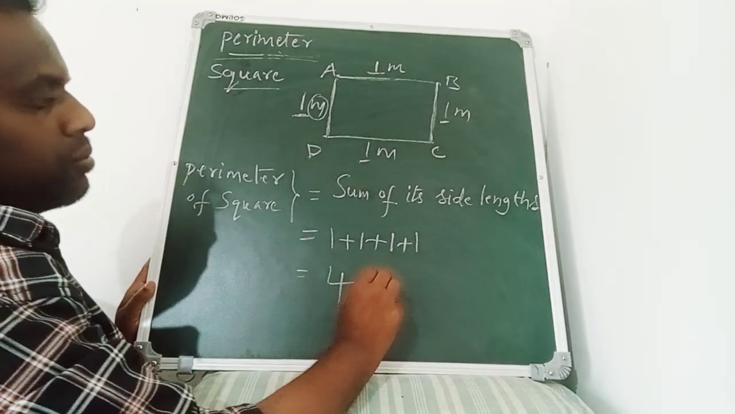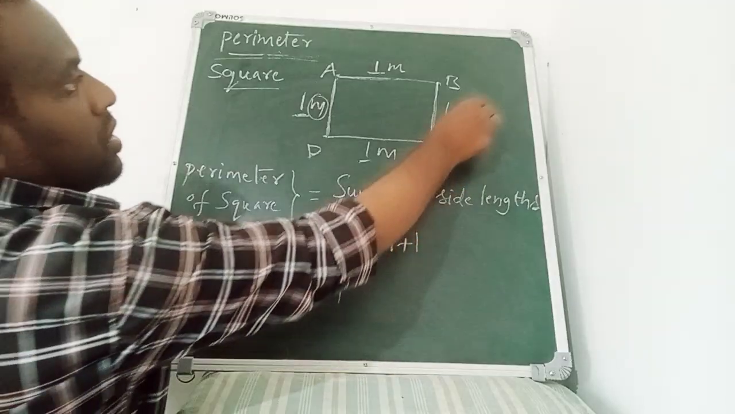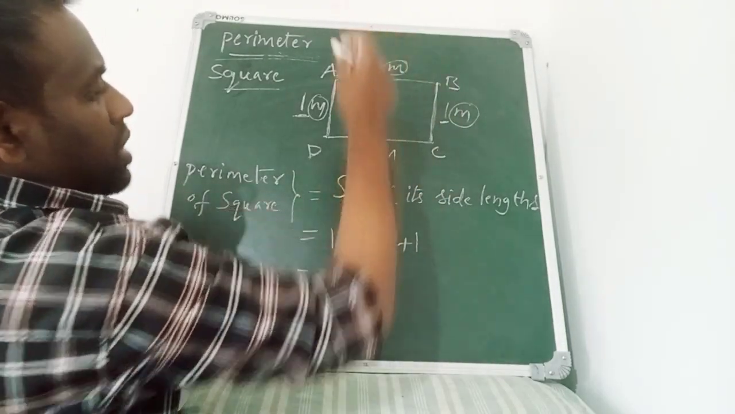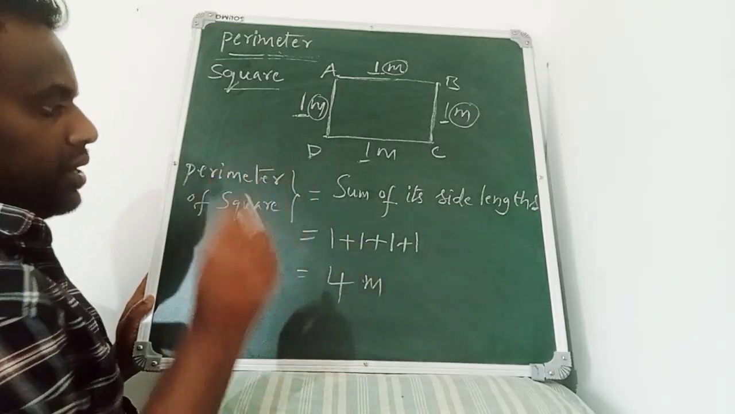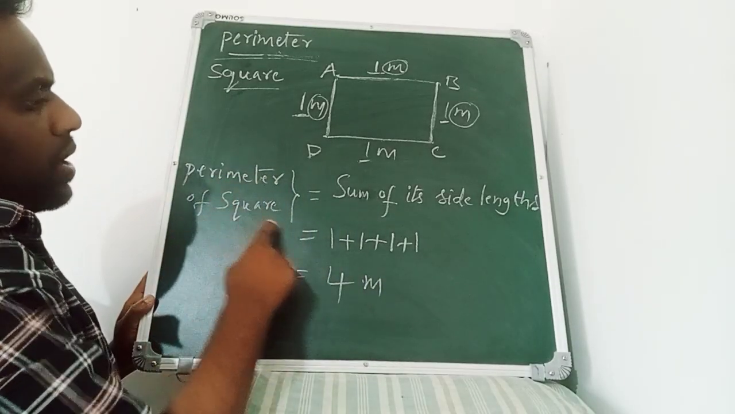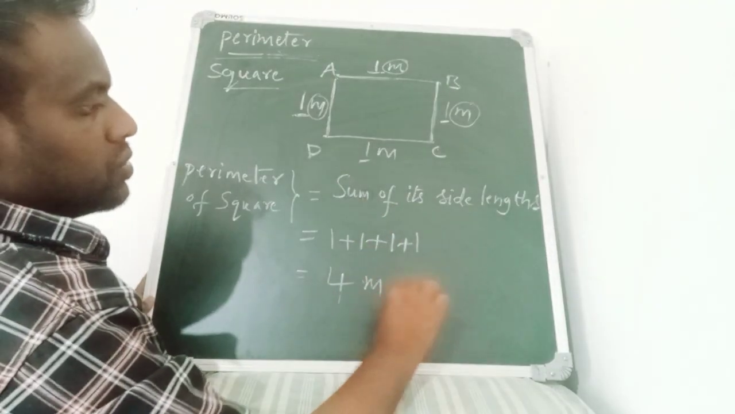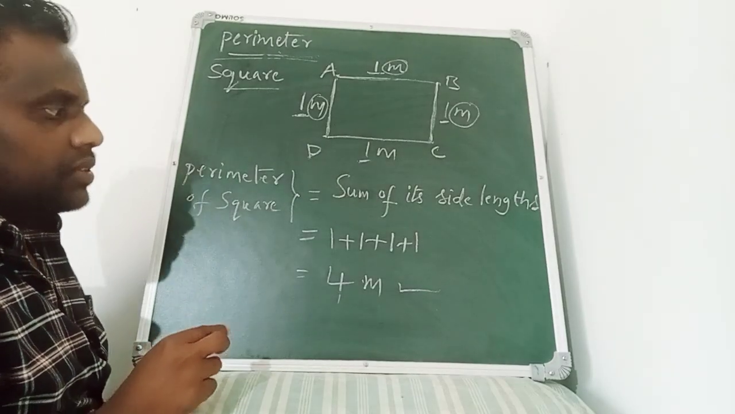Now add this: 1 plus 1 plus 1 plus 1 is 4. Now we have to mention the unit. What is the unit? See here. Meter. Here also meter. Meter you have to write. So 4 meter. So the perimeter of the square is 4 meter. So this is the answer.